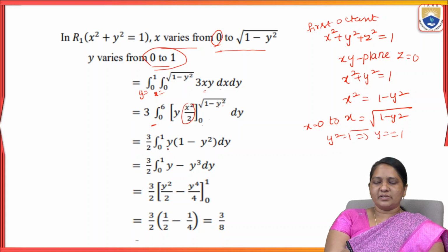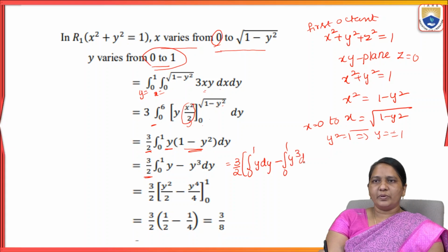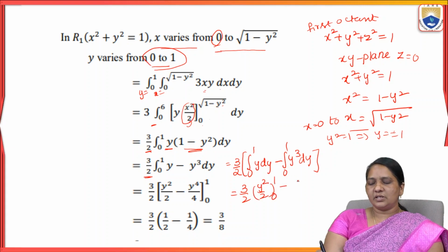Now I am replacing the limits, with y as it is. So x square means square root of 1 minus y square, whole square. We got 1 minus y square, and taking the 2 out, 3 by 2 is the constant. So we have y minus y cube. Now I am doing integration with respect to y. So 3 by 2, the integral from 0 to 1 of y dy minus the integral from 0 to 1 of y cube dy. The integral of y is y square by 2, limits 0 to 1, minus the integral of y cube, which is y power 4 by 4, limits 0 to 1.